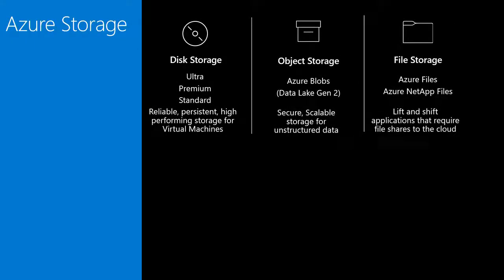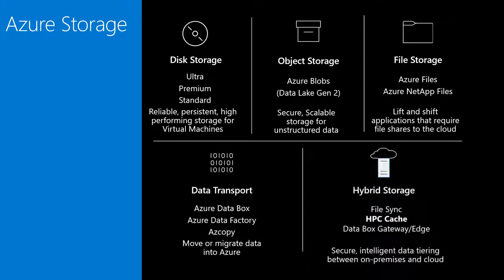So we have disk storage for our compute workloads. We have object storage for blobs, which are basically binary large objects. And then we also have file storage, and we have 2 offers there. We have Azure Files, and we have Azure NetApp Files. And we typically also talk about data transport, how do you get data into Azure, as well as hybrid solutions.